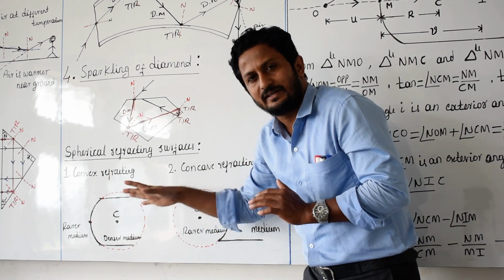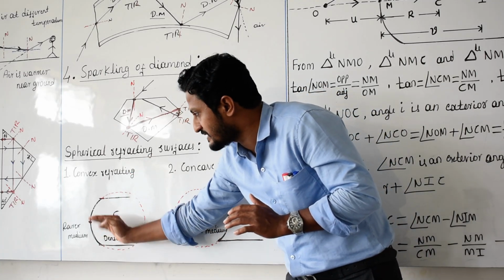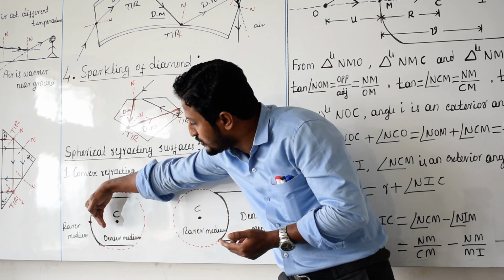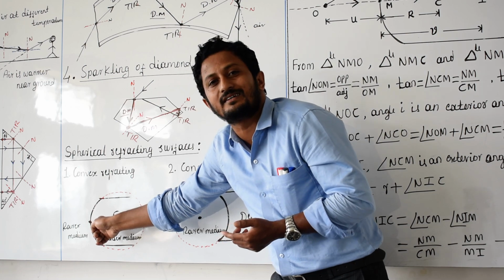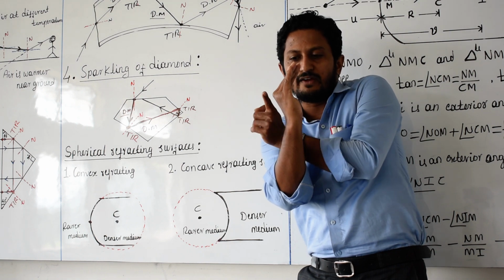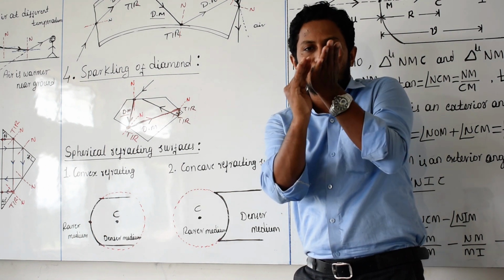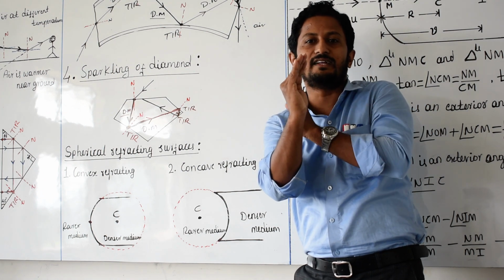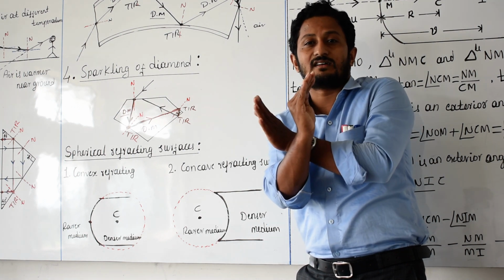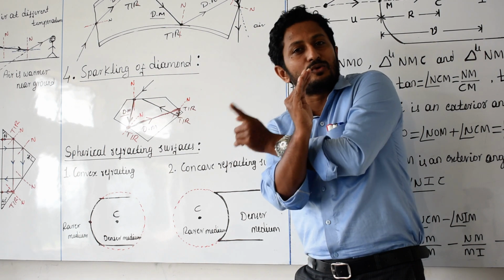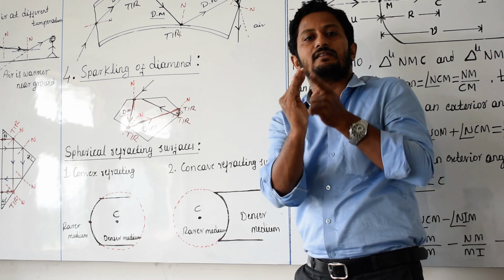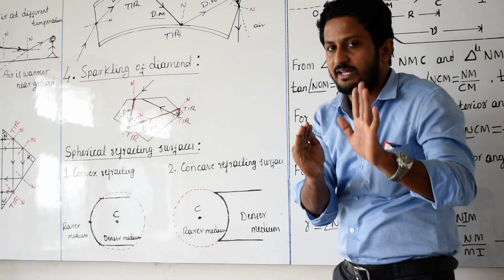Convex means that the refracting surface is convex towards the rarer medium. Convex towards the rarer medium means what? Towards the rarer medium, it is thick at the middle. If it is thick at the middle, I mean it is curved like this, then it is called a convex spherical refracting surface.